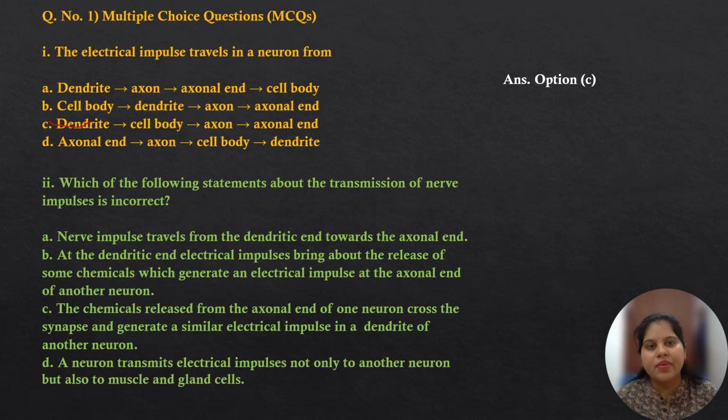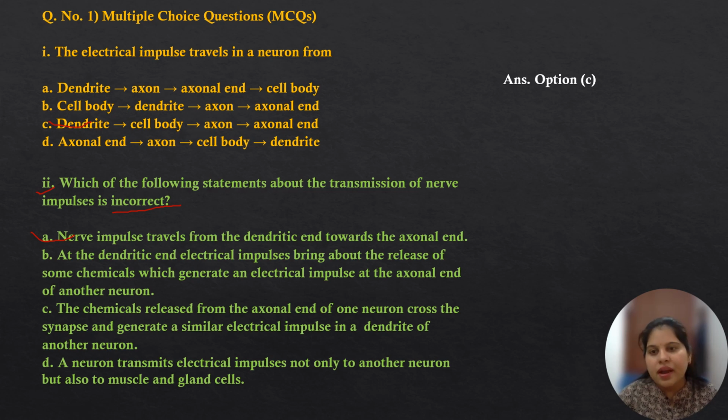Second question is, which of the following statements about the transmission of nerve impulse is incorrect? Means you have to tell the incorrect statement about the transmission of nerve impulse. First, nerve impulse travels from dendritic end toward the axonal end. Yes, this is the correct statement.